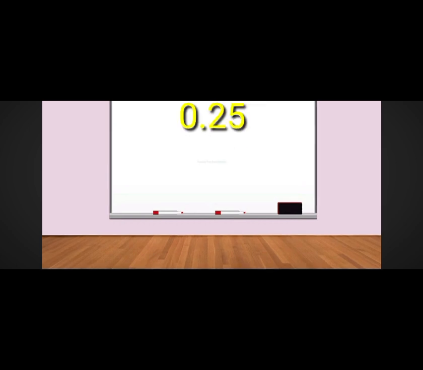This number has no whole number. So we read it 25 hundredths.